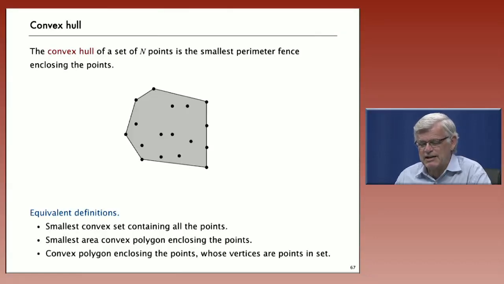There's a lot of equivalent definitions of this, some of them very mathematical that extend to higher dimensions. It's the smallest convex set that contains all the points, the smallest area convex polygon enclosing the points. It's a convex polygon that encloses the points whose vertices are points in the set. Those are all equivalent definitions. And what we want to do is, given a set of points, have a program that can give us the convex hull.